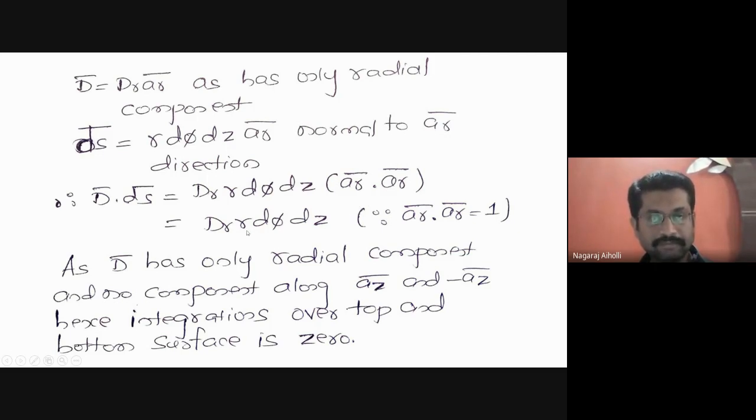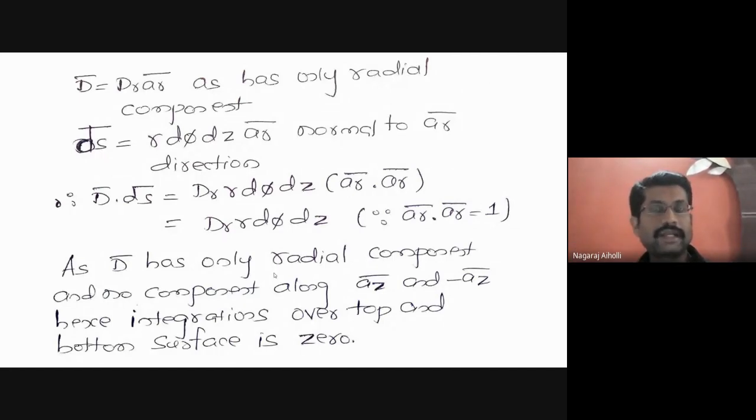Clear here? As the D bar has only the radial component and no component along az bar and minus az bar, what will the integrations for the top surface and the bottom surface become? It has only a radial component. The component of D bar is only along the radius, because it is lying on the surface of the cylinder.